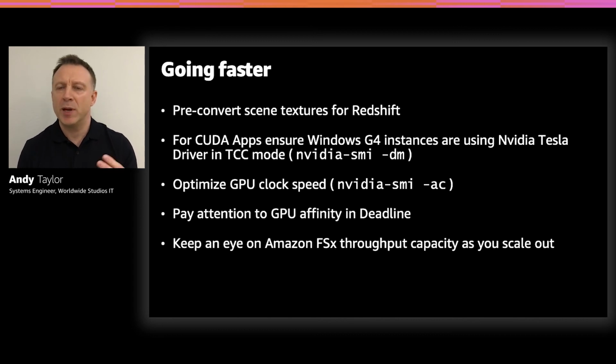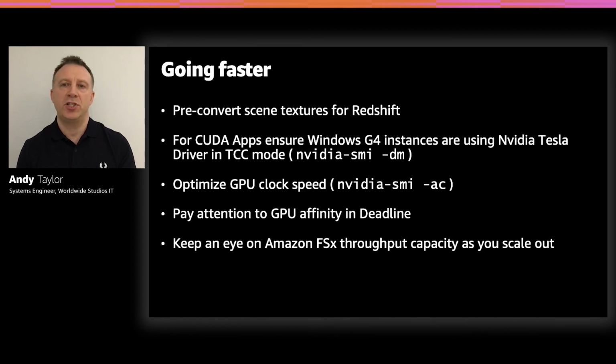So firstly, we can pre-convert our textures so Redshift already has the format it is expecting. If you don't do this, then it's going to do this for you anyway, and that time across a Spot fleet can add a substantial lead time to starting a render. For CUDA apps like Redshift, if you're using Windows, and particularly G4 instances with a GRID driver, then put the driver into TCC mode. This optimizes the GPU as a compute resource, and it also bypasses WDDM.